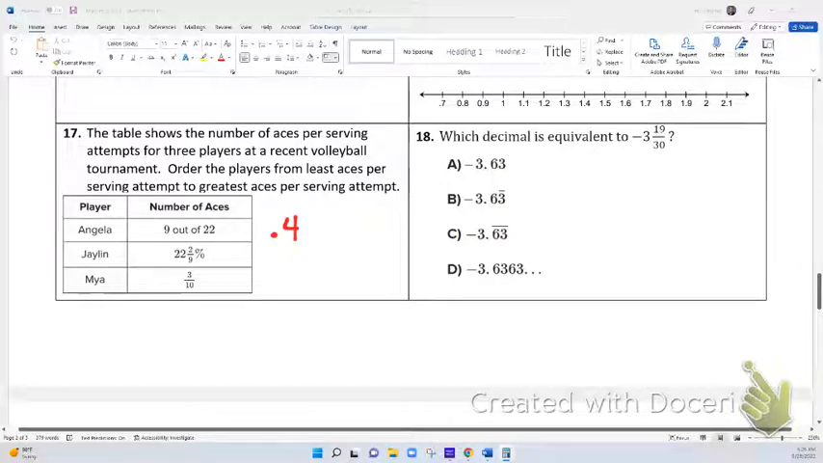And then for the sake of this one, I'm just going to do 0.41. I'm not sure if we're going to need to round to the nearest tenth or hundredth, so I just rounded to the nearest hundredth for this one.